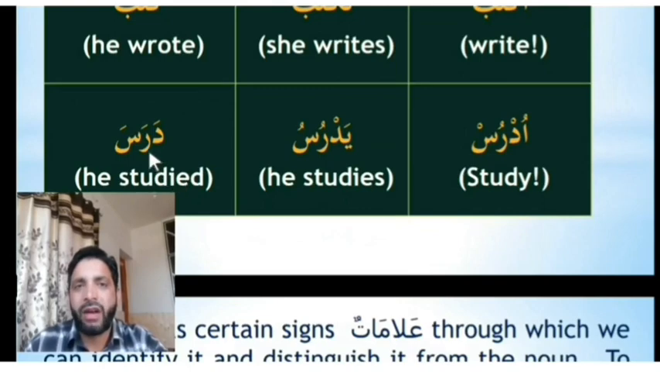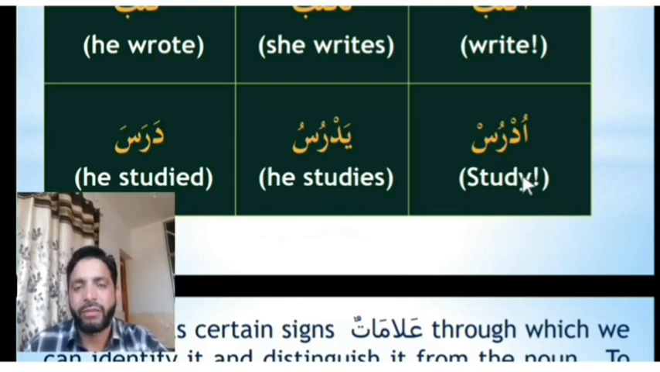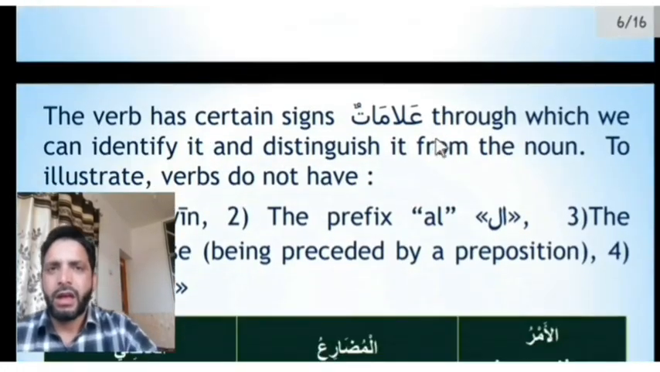Another verb, darasa, he studied. Yadrusu, he is studying, or he will study, or he studies. Udrus, study. It's a command form, fi'l amr. So the same verb we change into muzari and then into amr. Here also, kataba is mazi, yaktubu or taktubu is muzari, uktub is fi'l amr.